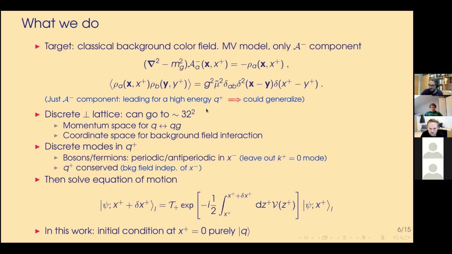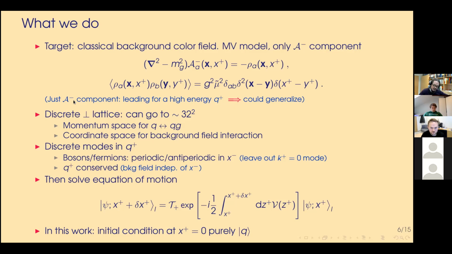Here we are sneakily using a leading high energy approximation, because we are taking our target field to only have a minus component. That is justified if you have a high energy probe. So we are not fully going to all possible non-eikonal corrections. Of course, this is something that one could generalize. I don't think it would break anything else about the structure of our calculation. It would just be a little bit more complicated.